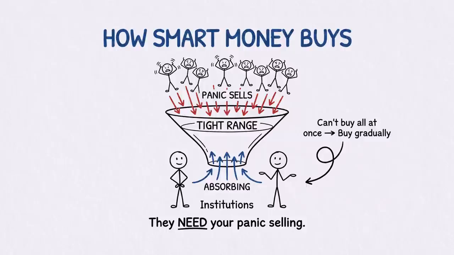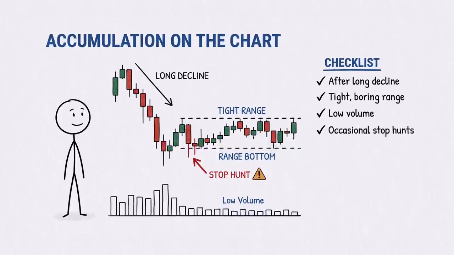What does this look like on a chart? A boring, tight, sideways range after a long decline, low volume, nothing exciting, and occasionally price dips below the range, stops get hit, panic increases, and price comes right back. That's not random. That's by design. Institutions need sellers, and stop-loss triggers create sellers.